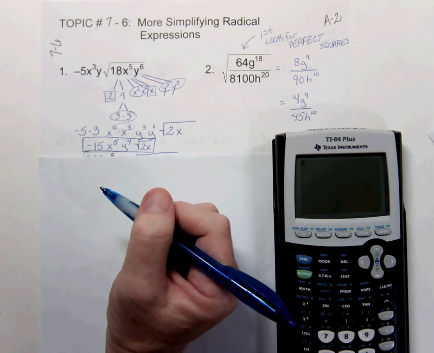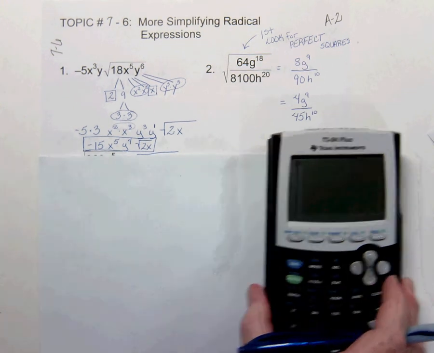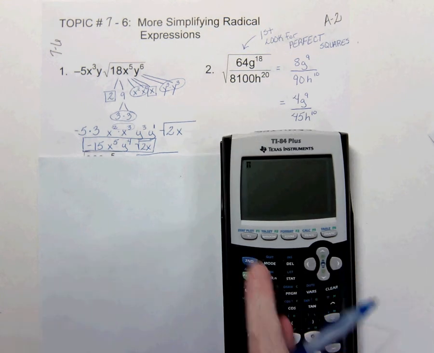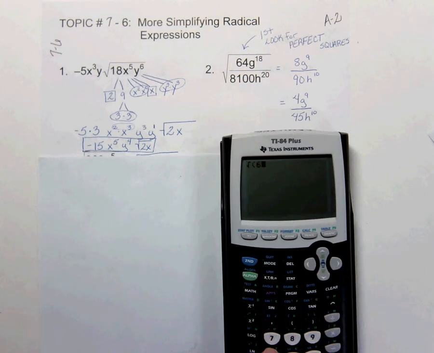Alright, for number 2, I want you to look closely. You're going to look for a perfect square first. So that's why I put my calculator here. The second square root of 64 is 8. Second square root, so the symbol's right there. The second square root of 81 we know is 9. So if you add a couple of zeros, you've got 90. So that's where I got 8 and 90.